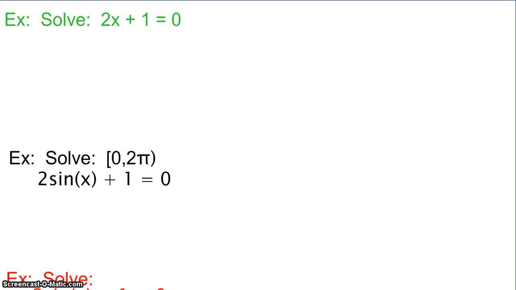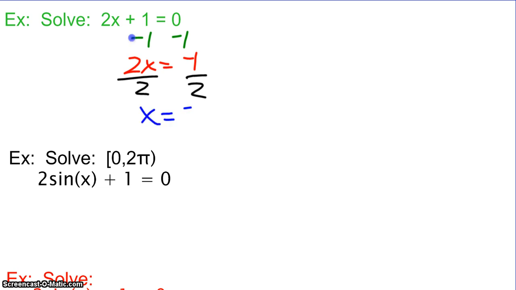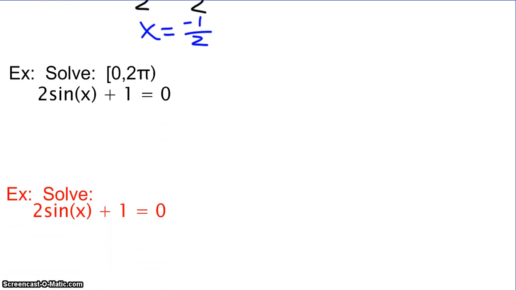Hopefully we can all solve the equation 2x plus 1. We subtract 1 from both sides. Then we have 2x equals negative 1. Divide by 2. And we end up with x equals negative 1/2. Okay, now when we solve a trig equation, we follow the same exact steps. So we're going to subtract 1 and divide by 2. So I end up with sine of x equals negative 1/2.